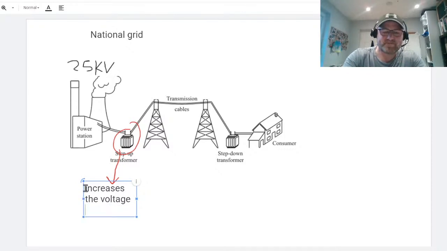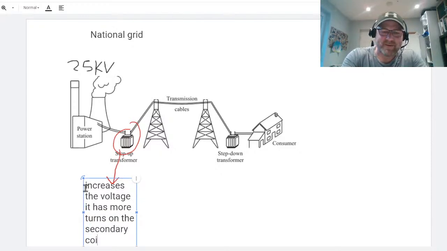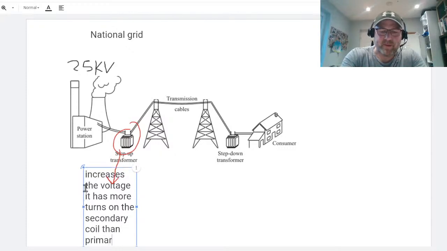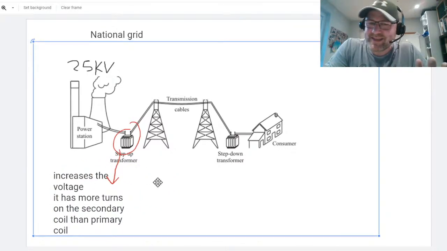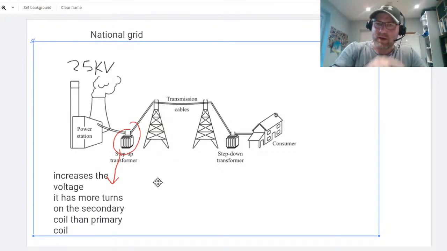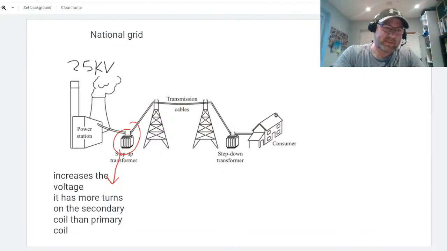How does it do this? It has more turns on the secondary coil than primary coil. Believe it or not, they probably won't ask you this because this is more of paper 2, but it is written in the syllabus for paper 1 as well. So that's how it works. The voltage comes out higher. We actually step the voltage up to something along the lines of 400 kilovolts, 400,000 volts, right?